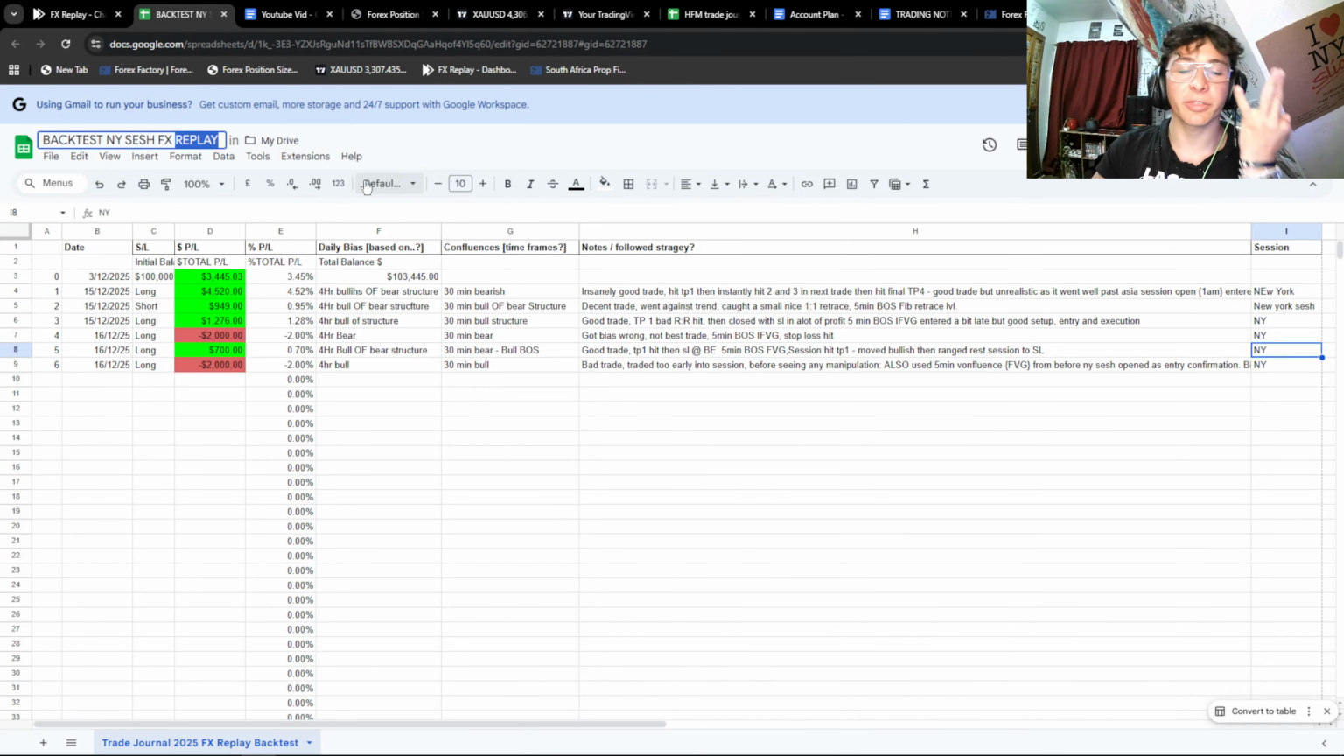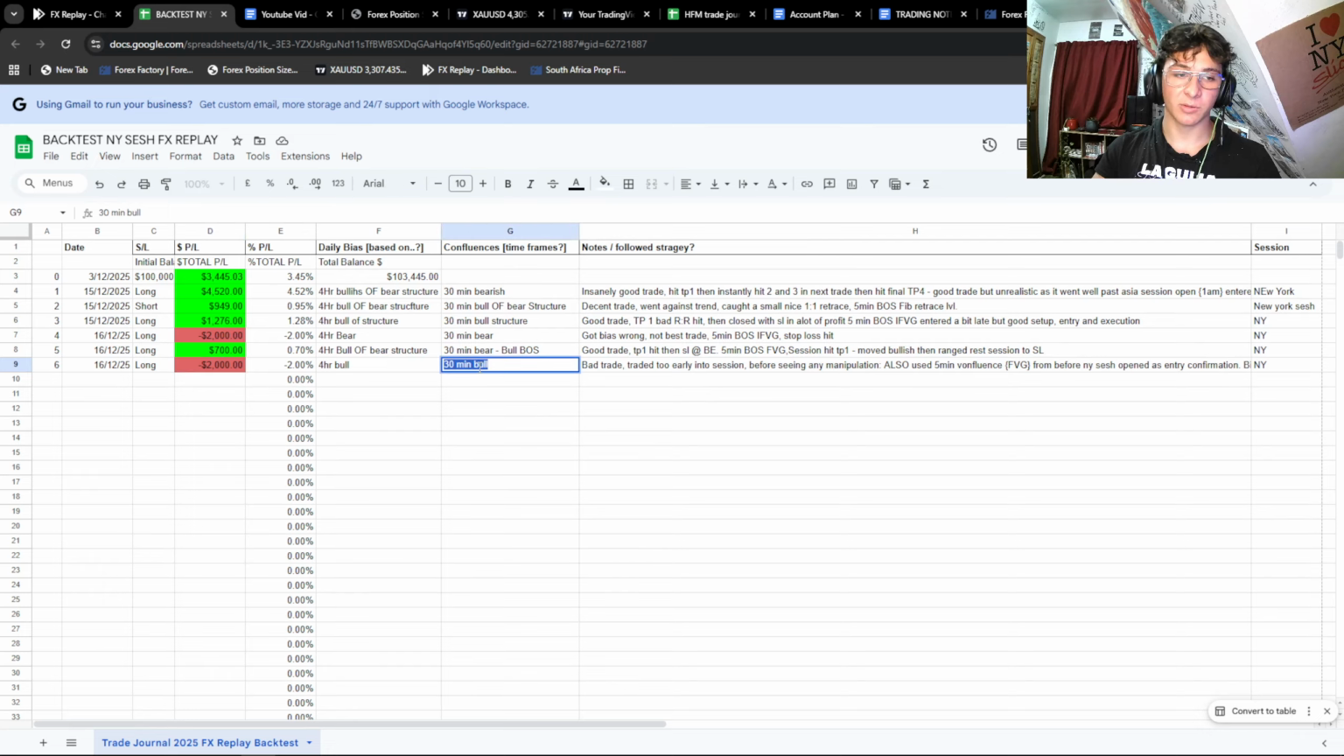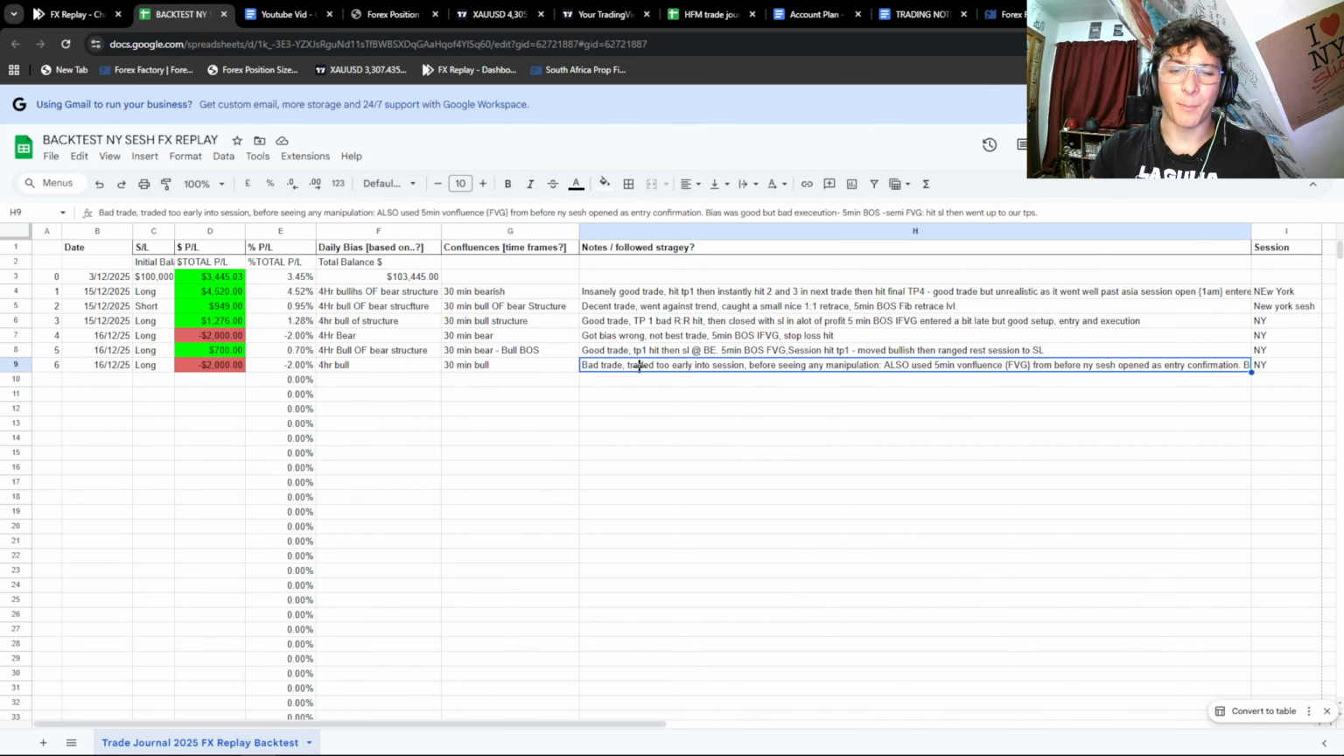And our third and final trade. We took another loss, 2% loss. The 4 hour was bullish, 30-minute was bullish. We longed, so what could have gone wrong? Well, let's have a look. I said this was a bad trade.